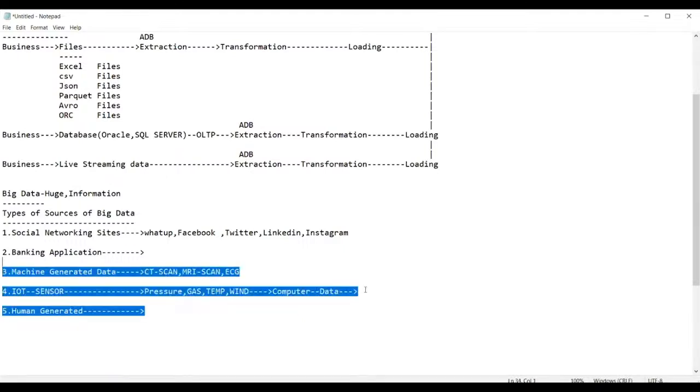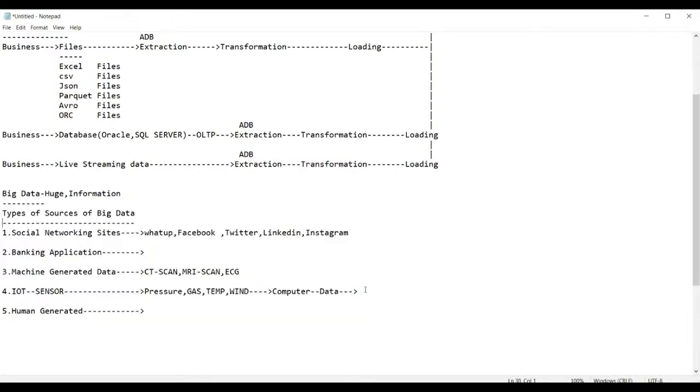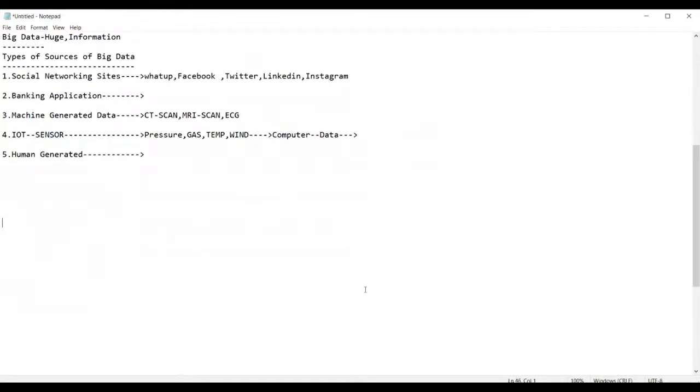But guys, this big data has some categories. That means we can say types of big data. We can have various types of big data. So now I will say types of data. Now, guys, what are the types of big data? Generally, you will have the following types of big data.